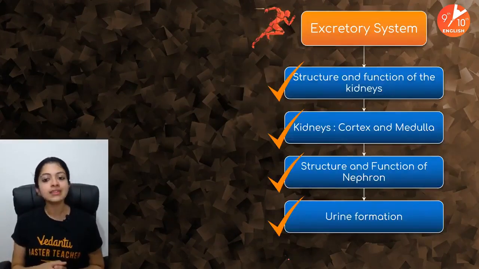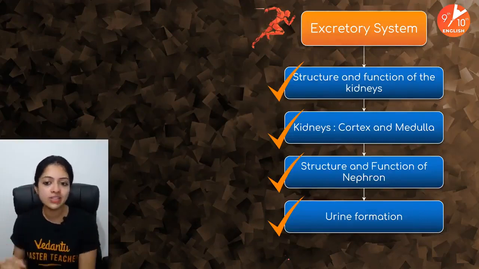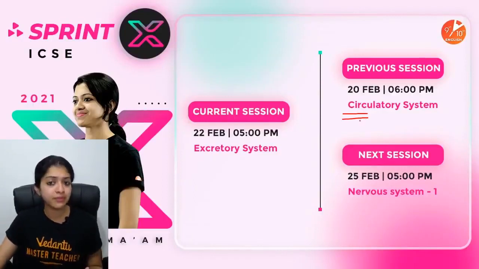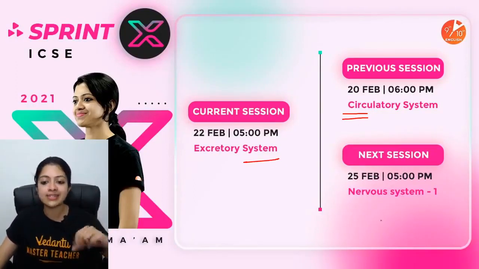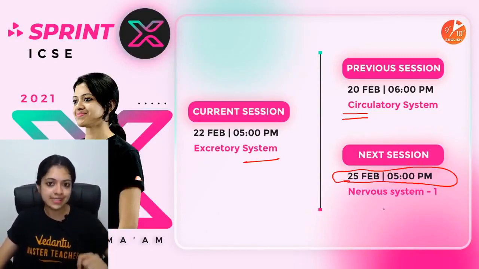Okay. Now, children, this is about it. We are done with discussing questions from all these topics of the chapter excretory system. And now let me remind you, our previous session was on the 20th, the day before yesterday, on circulatory system. Today we are done with excretory system. The next session, I'm going to be meeting you after 3 days on the 25th of Feb at 5 p.m. So remember this and join me. Nervous system part 1 is what we'll be discussing over there.